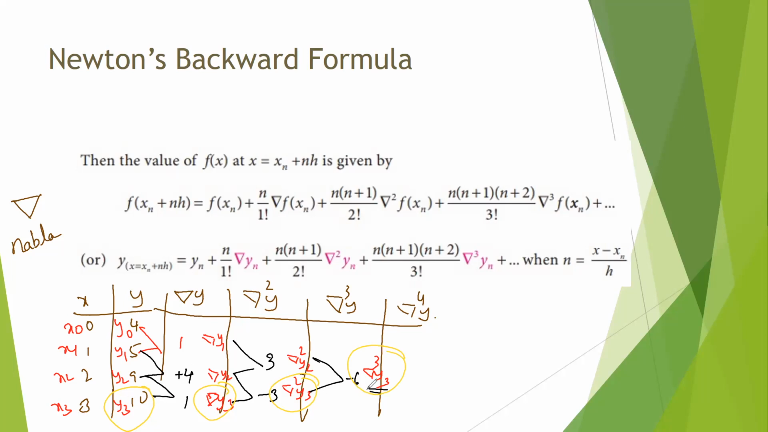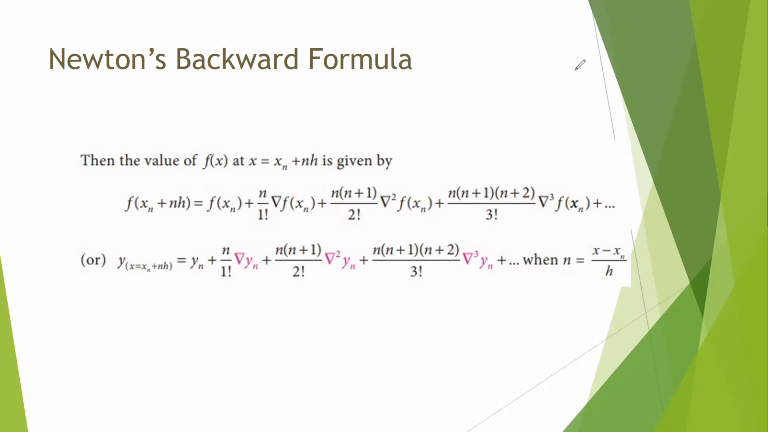Therefore, these terms will be utilized in our formula: nabla yn, nabla square yn, nabla cube yn, and so on. What does n mean? n is equal to x minus xn divided by h, where xn is the last value of our x, in this table x3. x is the value at which we are finding the corresponding y, and h is the common difference between all successive x values.